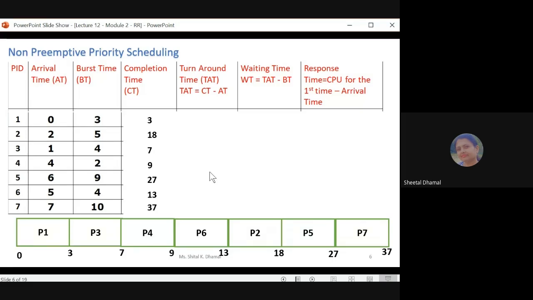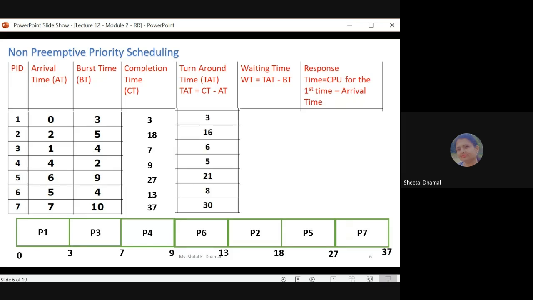Turnaround time is the total amount of time spent by the process in the primary memory, that is, in the ready queue as well as in the run state, that is, in the CPU. So it is 3, 16, 6, 5, 21, 8 and 13. Waiting time is turnaround time minus burst time, so it is 0, 11, 2, 3, 12, 4 and 20.